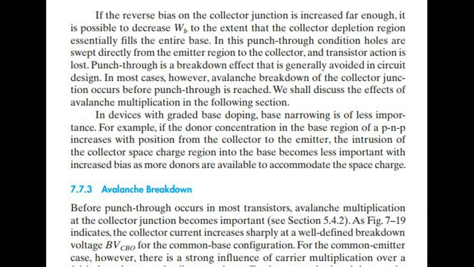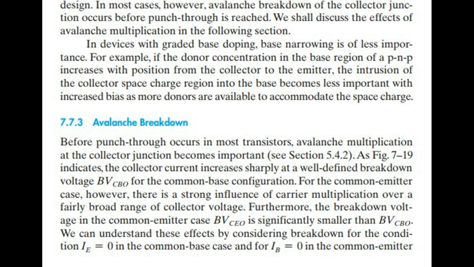Avalanche breakdown. Before punch-through occurs in most transistors, avalanche multiplication at the collector junction becomes important, see section 5.4.2. As Fig. 7.19 indicates, the collector current increases sharply at a well-defined breakdown voltage BVCBO for the common base configuration. For the common emitter case, however, there is a strong influence of carrier multiplication over a fairly broad range of collector voltage. Furthermore, the breakdown voltage in the common emitter case, BVCEO, is significantly smaller than BVCBO.